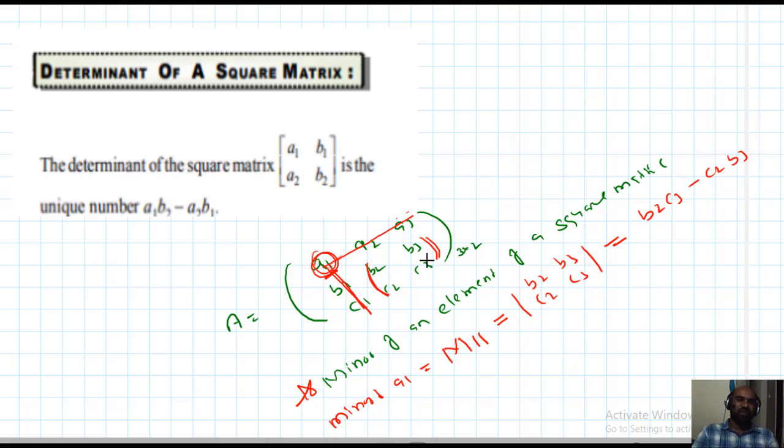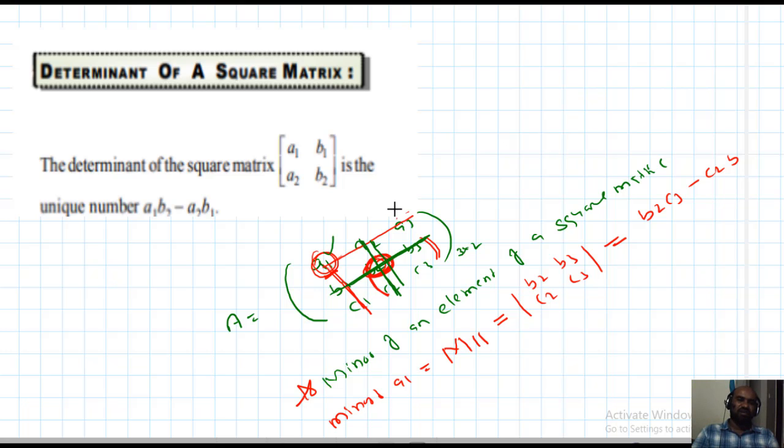For example, you want to find the minor of another element. I will show you. Students, listen. For example, we want to find the minor of this element. What should we do? The row and column containing that element should be ignored.